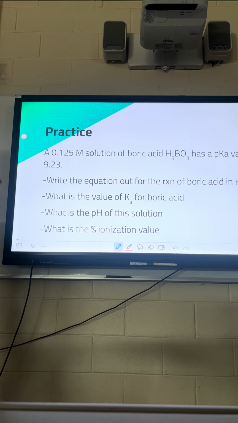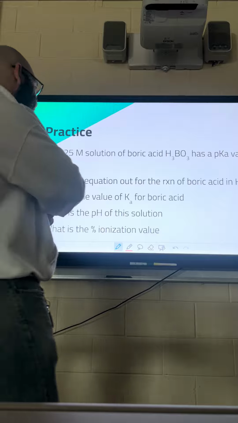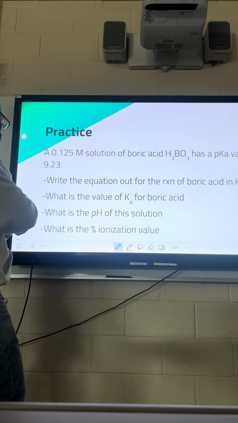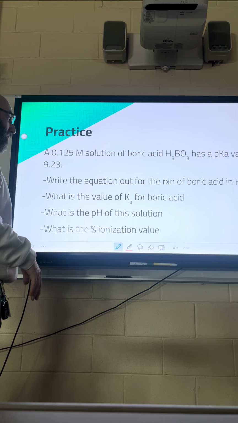All right, so we have a solution of boric acid, H3BO3, which has a pKa value of 9.23. Write the equation for the reaction of boric acid and water. What's the Ka value for boric acid? Find the pH, and then what is the percent ionization? All right, that's a lot of questions. So let's start with question 1.